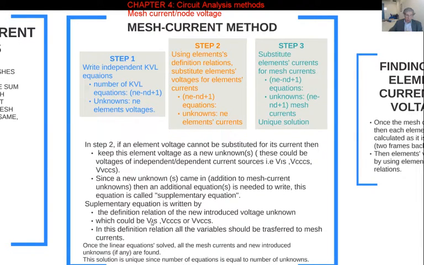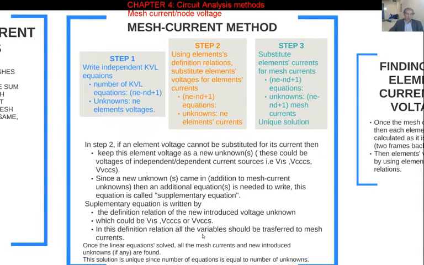For example, for this one, we are going to use the independent current source definition relation. For this one, the current controlled current source definition relation, and the voltage controlled current source definition relation. In these definition relations, we are going to see some variables which we do not want to see in our independent equations. So we are going to replace all these unwanted variables with the wanted ones. Wanted ones are the mesh currents. How we are going to do it will be seen in the next example.